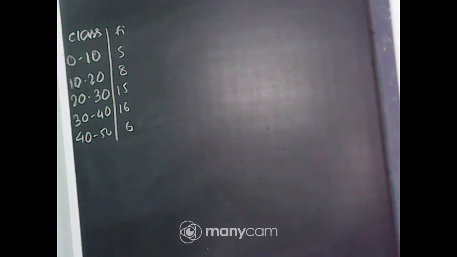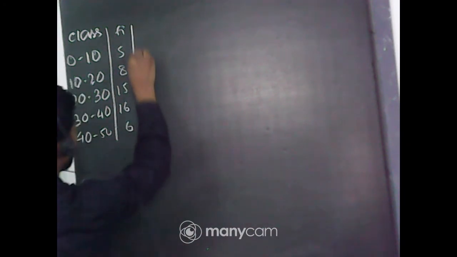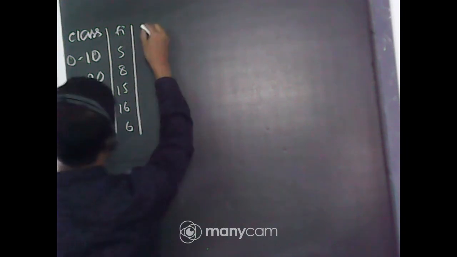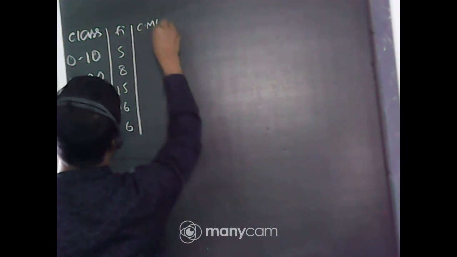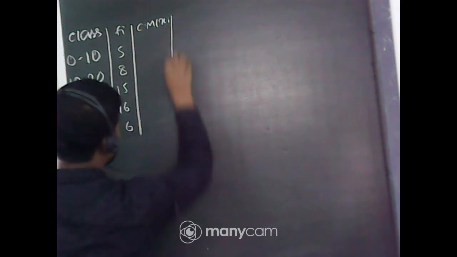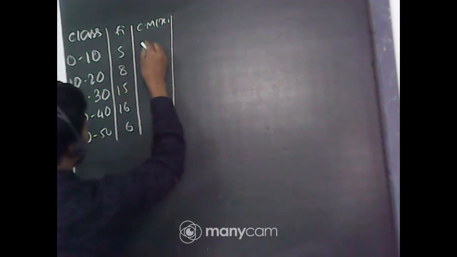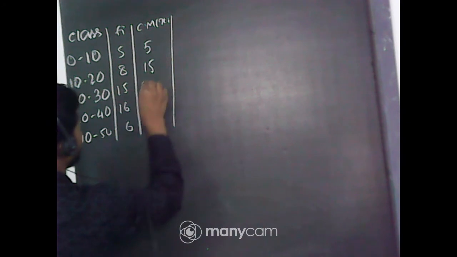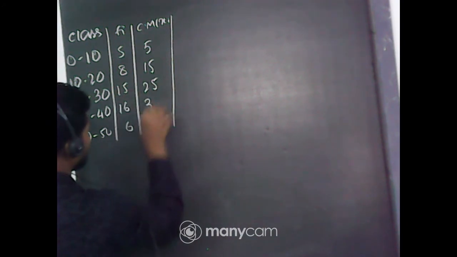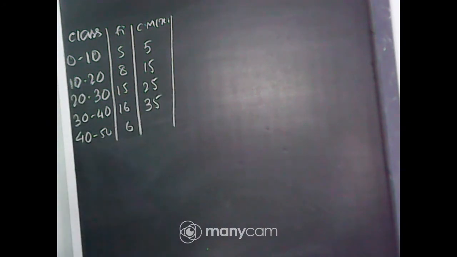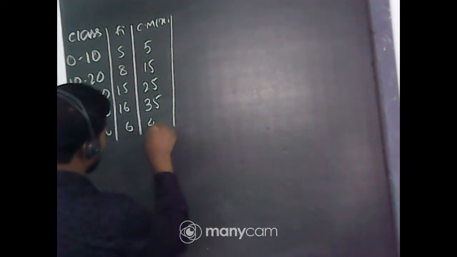So first, what do we have to find out? We have to find the class mark of the data, which we denote by xi. What will be the class mark of the interval 0 to 10? Obviously it is 5, that is (0 plus 10) by 2. Then 15, then 25, then 35, and the class mark of the interval 40 to 50 is 45.